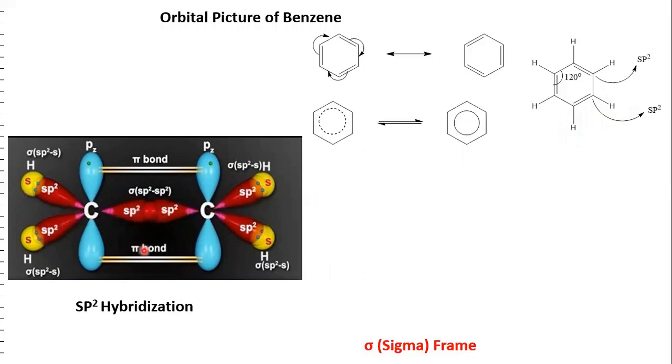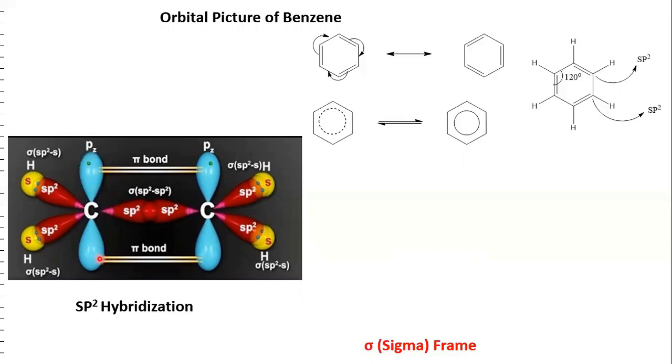Now you know this type of structure is called sp2 hybridization. This is the first carbon, this is the second carbon. Now we will go into detail of every bond. Now see, this is the 2pz orbital.